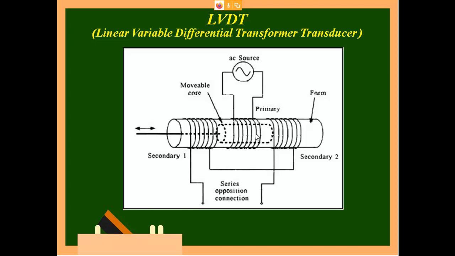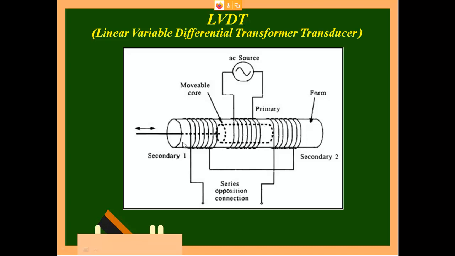And this core is variable, which means I am going to move this core. For example, if I move the core this side, primary and this secondary will come into picture. Similarly, if I move this core this side, this part of the secondary will have induced voltage. I repeat, when the core is at center, then only some part will be excited on both primary and secondary.